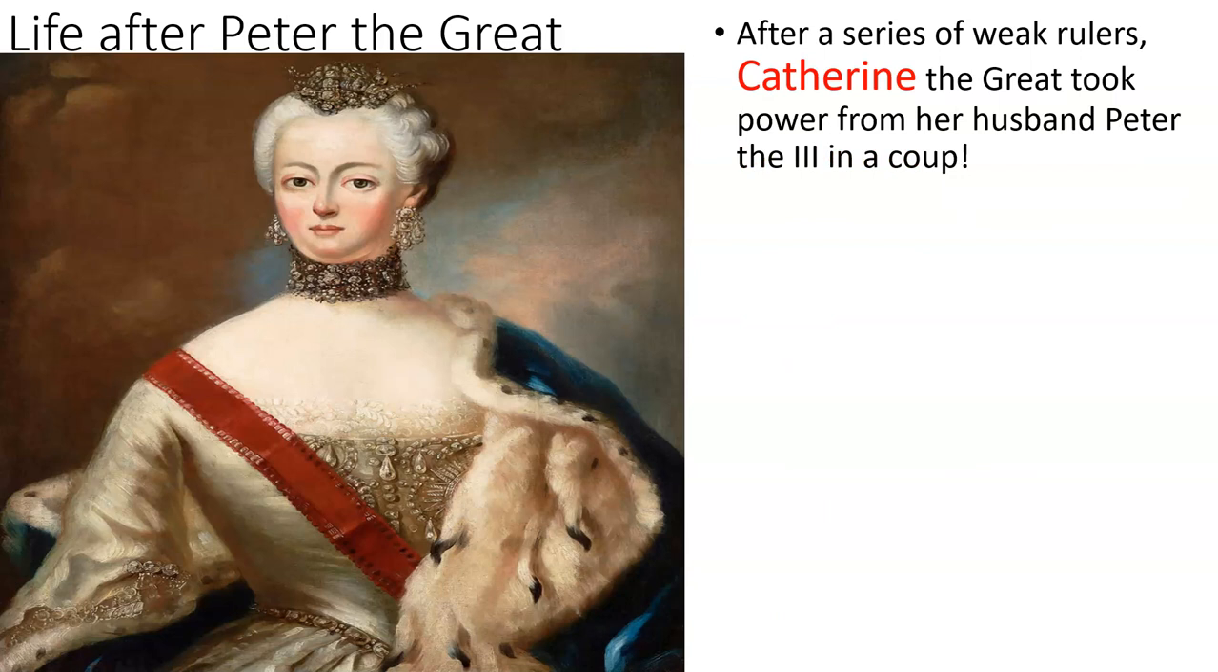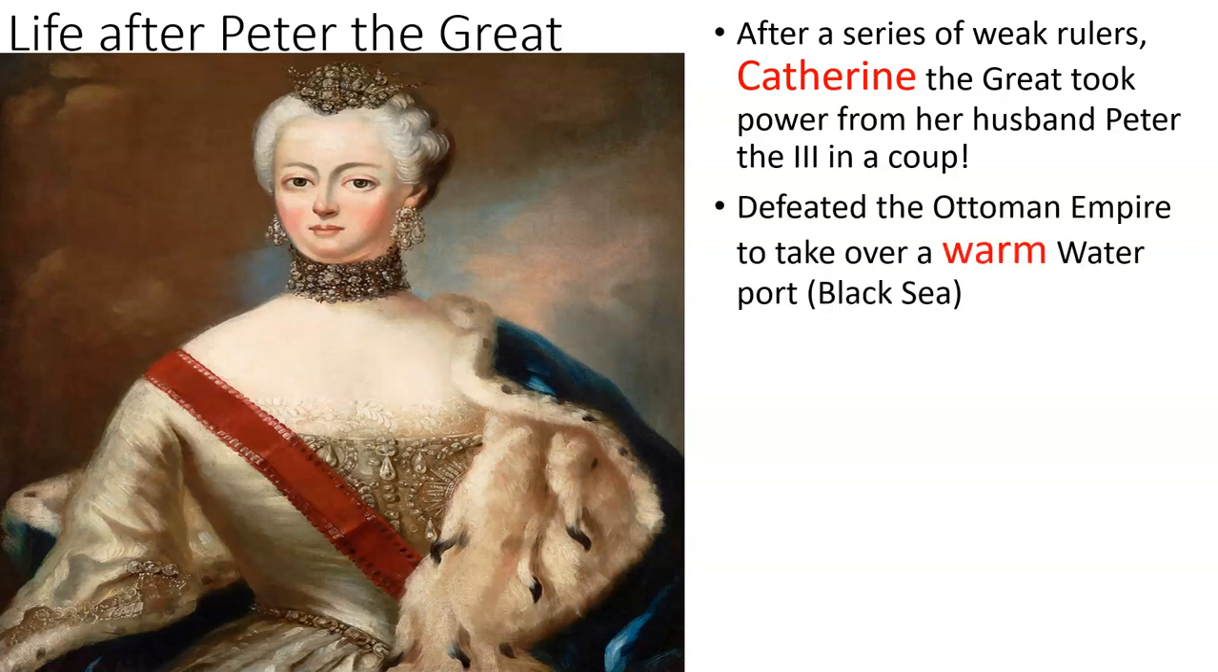So a coup is a takeover. So like Sophia led a coup against Peter, Catherine is going to lead a coup against her husband, I believe that's Peter III, and she is successful in doing so, which is pretty insane. She also defeats the Ottoman Empire, an empire that is a primarily Muslim empire that we'll be talking more about.